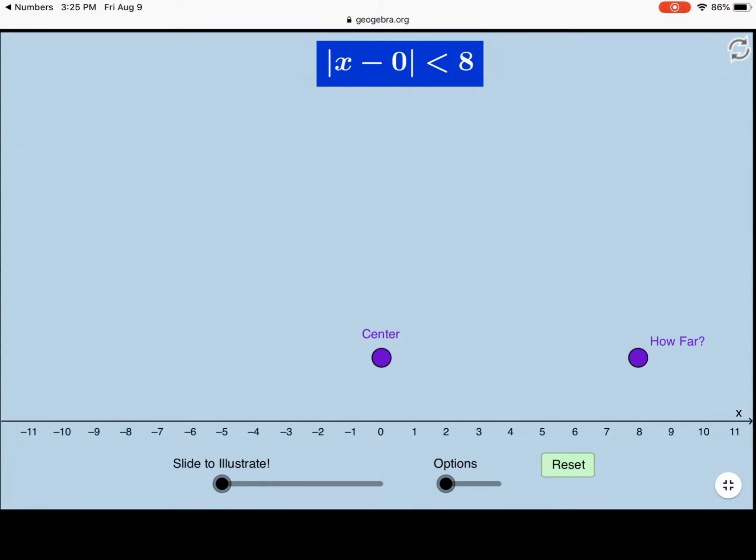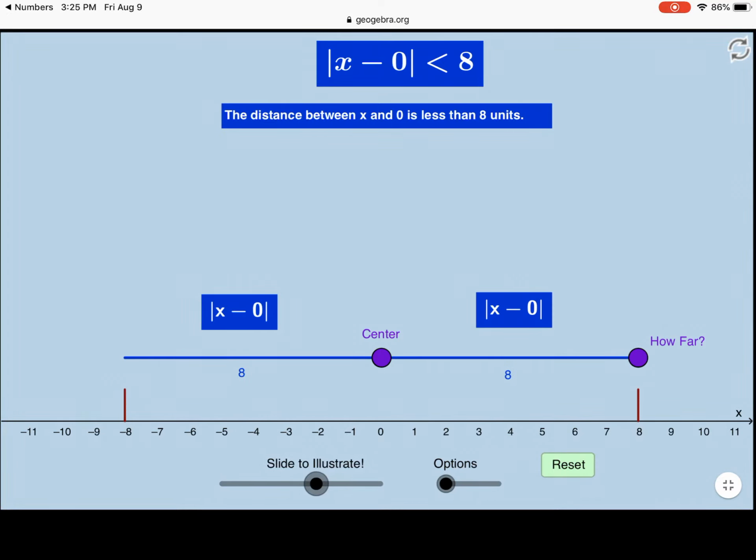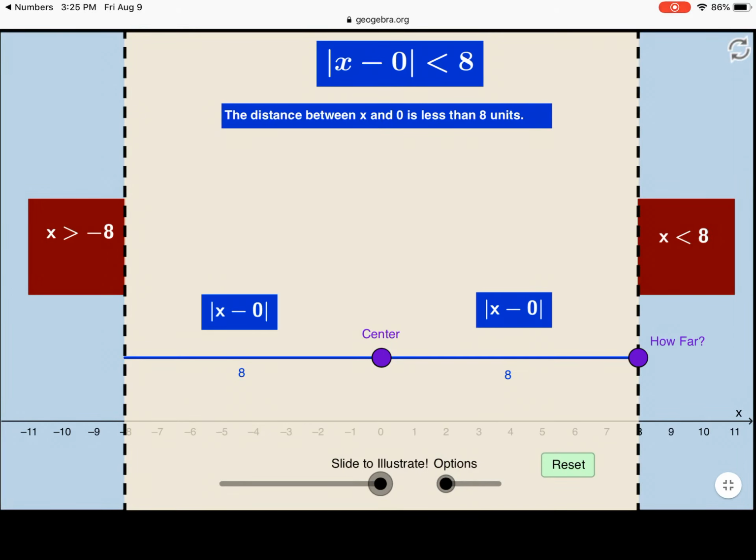All right, slide to illustrate. From the center, I can go 8 units to the right or to the left. All numbers in between -8 and +8 would therefore be solutions. So x is greater than -8 and x is less than 8. That is a typical and compound inequality.